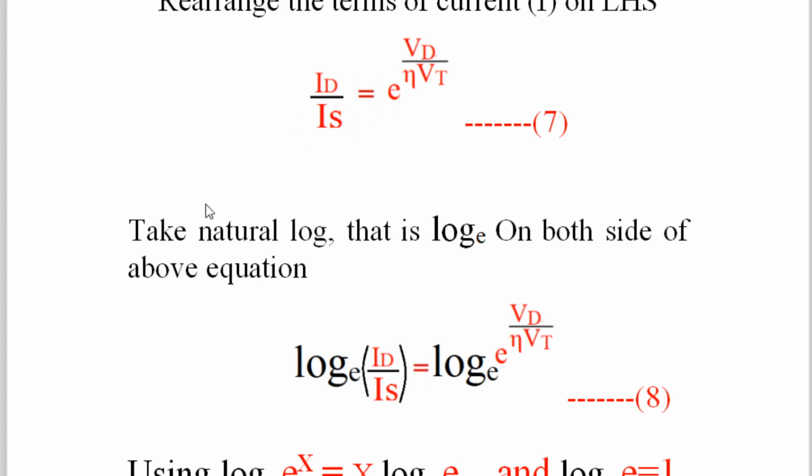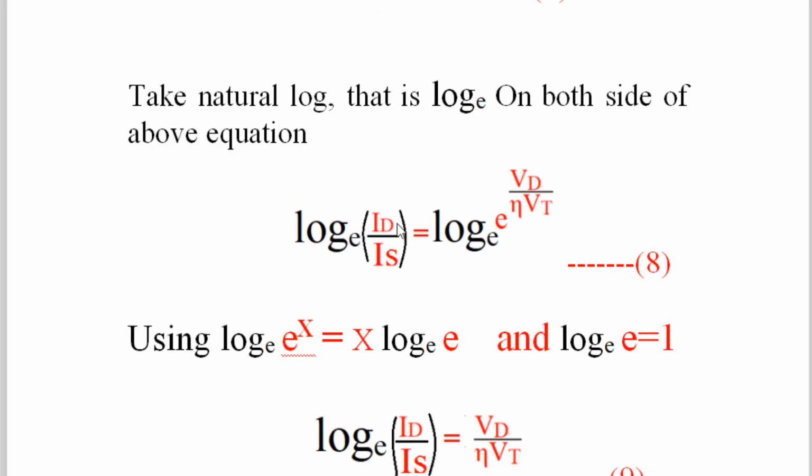Therefore, after this equation, take the natural log, that is log to the base e. Why? Because we want to prove that the output is proportional to the log of V in. So we can take the natural log to the base e on both sides. Therefore, log to the base e of ID divided by IS, in brackets, equal to again log to the base e of e raised to something, whatever it is there. So here the natural log we have taken on both sides, left hand side as well as right hand side. So log to the base e of ID divided by IS equals log to the base e of e raised to VD divided by eta into VT.